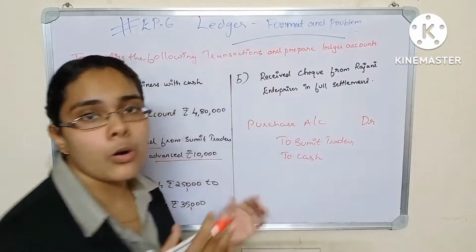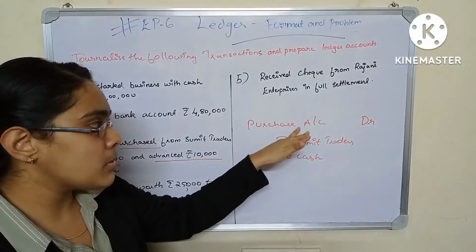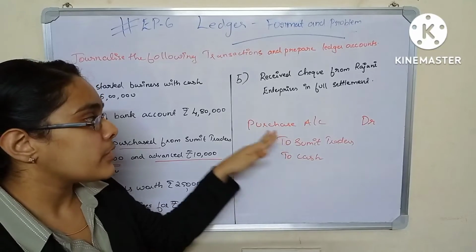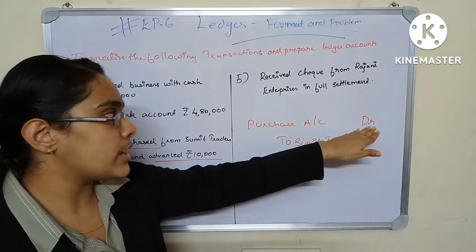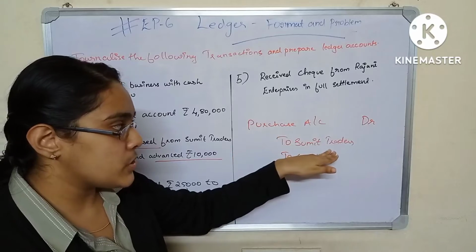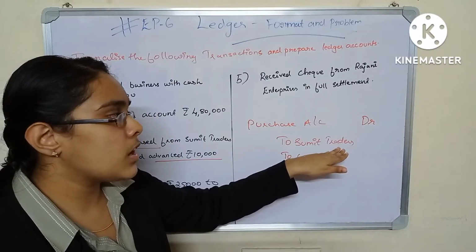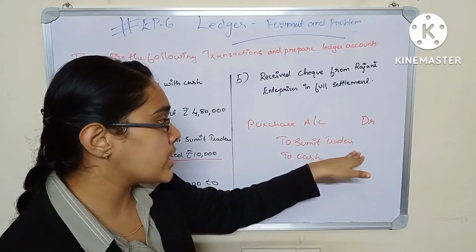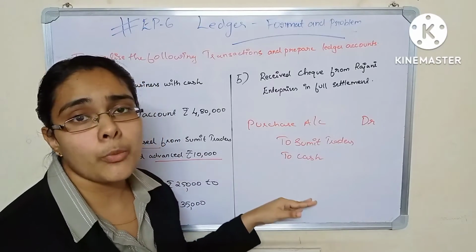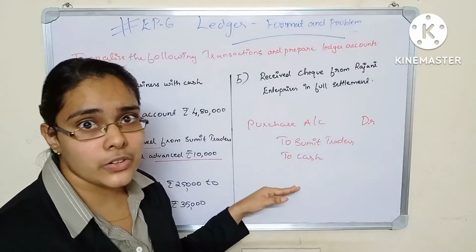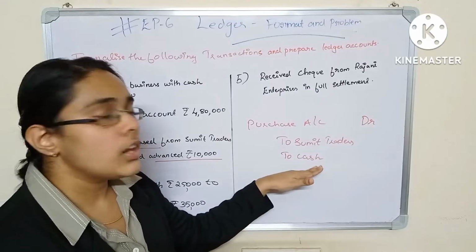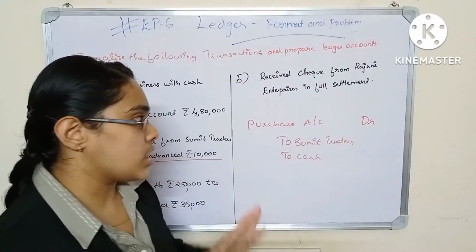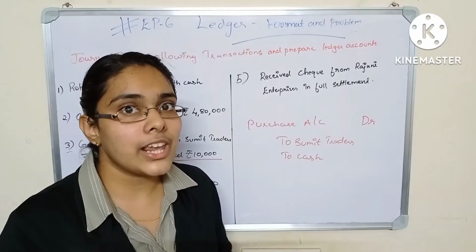Okay, this is a compound entry. You have one debit aspect and two credit aspects here. You are purchasing the goods, so you will debit the purchase account, and you are purchasing goods from Sumit Traders on credit, so you will credit the Sumit Traders account, and at the same time you are paying the advance to Sumit Traders. So your cash is going out from your hand, so you will credit the cash account. Now listen carefully. Now we are going to write the amounts.